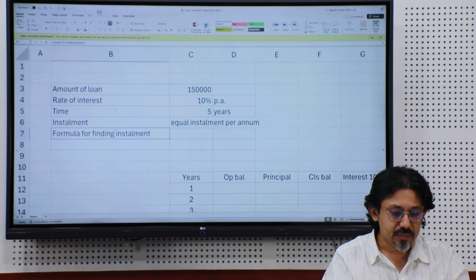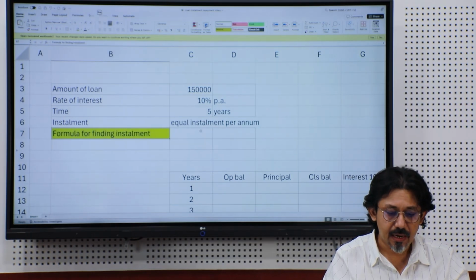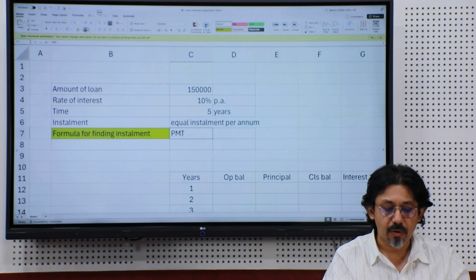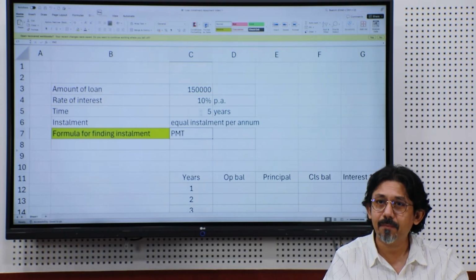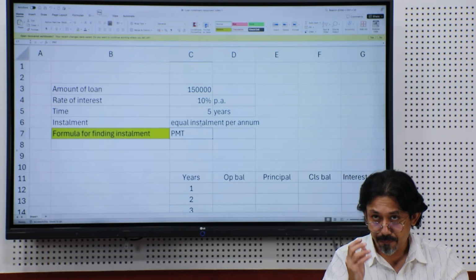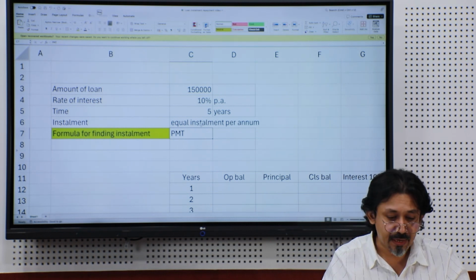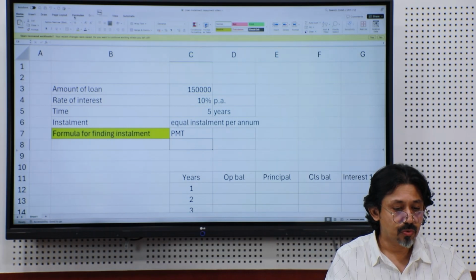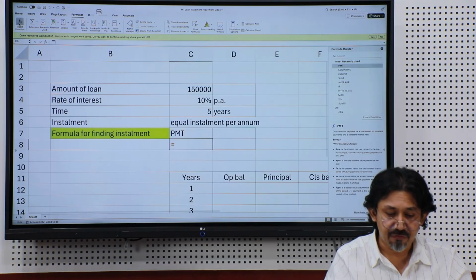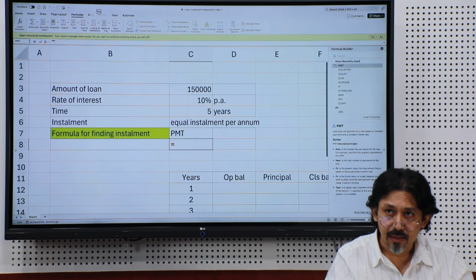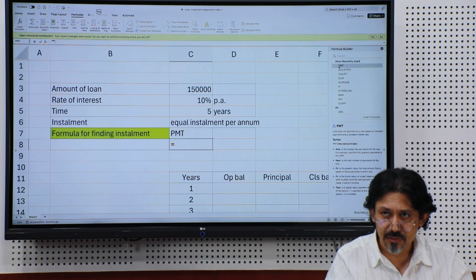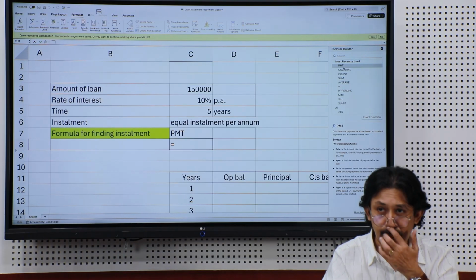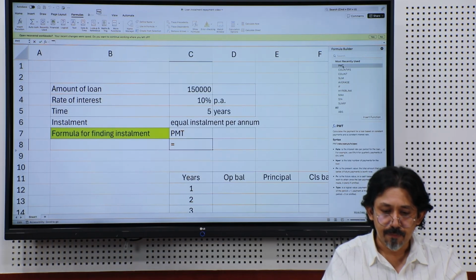Now, what is the formula for finding loan installment in Excel? The formula for finding loan installments in Excel is known as the PMT formula. It is known as the payment formula, PMT. So, what I am doing is, in this cell, I am going to go to the tab of formulas and say insert function, all right. And in my recently used formulas, you can see there is a formula termed as PMT. You could do a search for that as well, PMT.